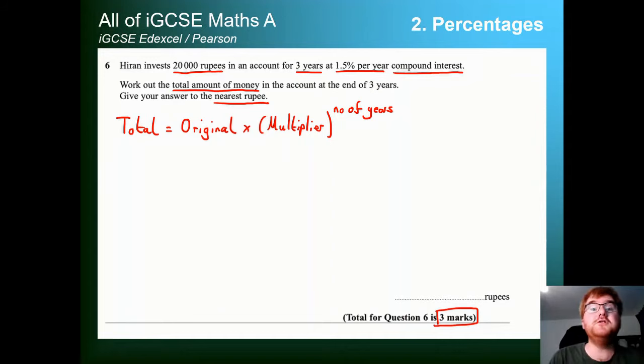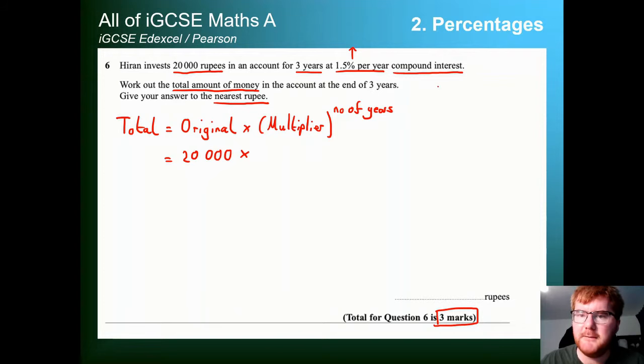Again, if you go onto my YouTube channel, you'll see my IGCSE cheat sheet, and this formula is there. Now, what's which? In this case, we've got the original, so that's our 20,000 rupees that we start with. Now comes the trickiest part, the multiplier. So what do I mean by this? Well, we have a 1.5% per year increase. Yeah, we're making money on our money, so to speak.